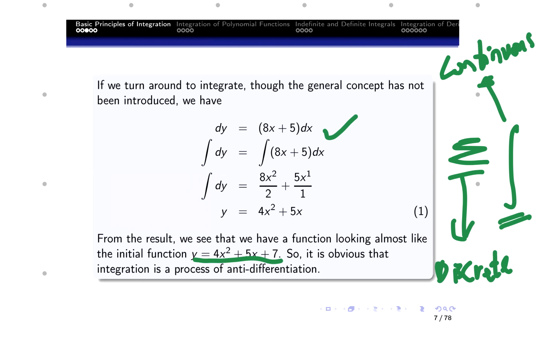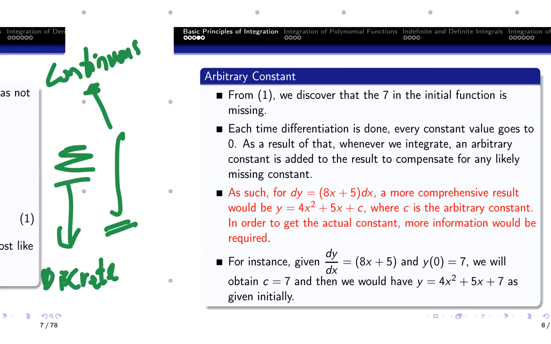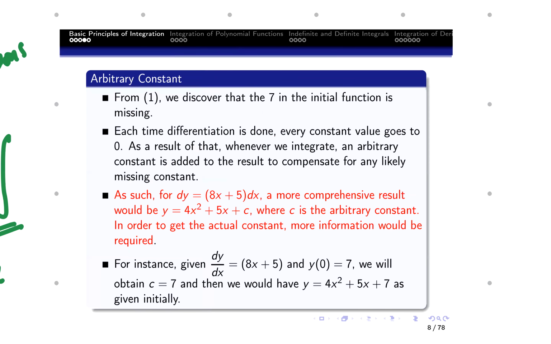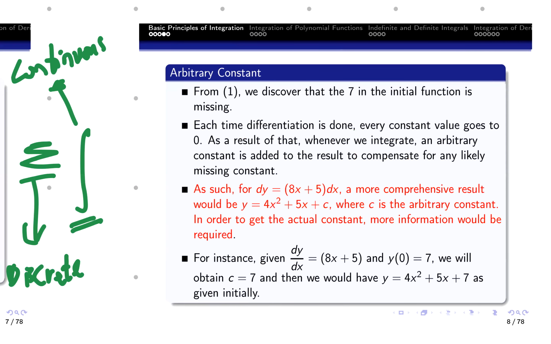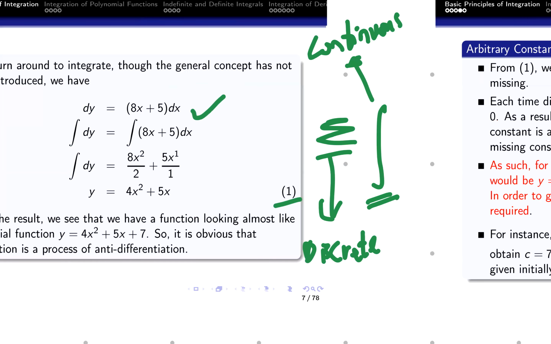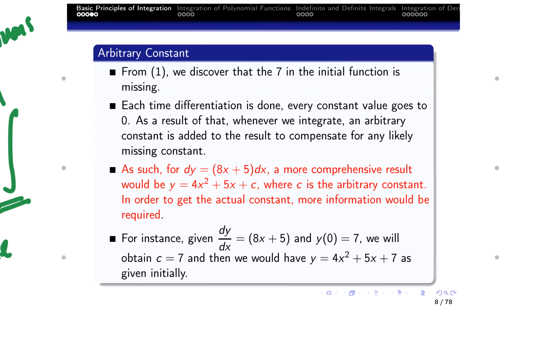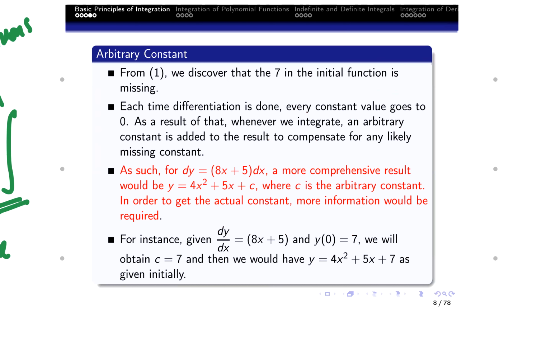So the reason for the 7, we are going to find out now, that is where the idea of arbitrary constant comes in. So from the first expression, we discover that the 7 in the initial function is missing. That is from what we call equation 1 here, that y equals 4x squared plus 5x. Okay, you discover the 7 is missing. So each time differentiation is done, every constant value goes to 0. So when we differentiated 7 initially, it went to 0.